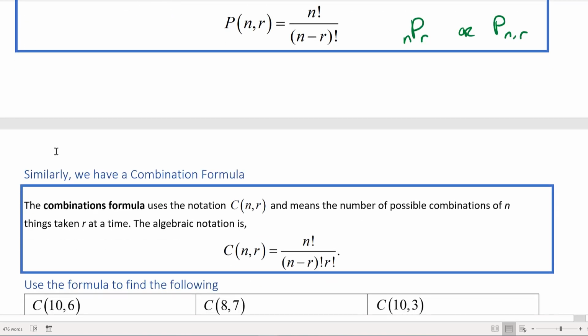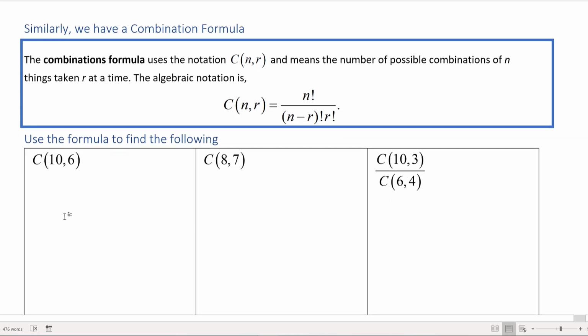So similarly, we have a combination formula. The combination formula uses the notation C of n choose r and means the number of possible combinations of n things taken r at a time. The algebraic notation is C of n choose r equals n factorial over n minus r factorial times r factorial. So this extra r factorial in the denominator is getting rid of the repeats because the order doesn't matter. So that's why we have a new formula here.